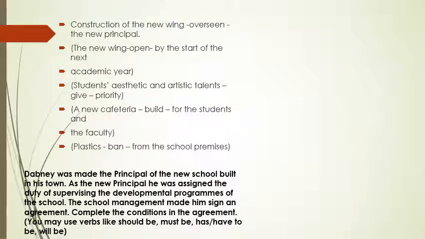Similar exercise. They have given you a set of clues and you have to write sentences in passive form using these clues. First one, construction of the new wing overseen the new principal. Next one, the new wing open by the start of the next academic year. Next one, students' aesthetic and artistic talents give priority. Next one, a new cafeteria built for the students and the faculty. Next one, plastics banned from the school premises. Now with the help of these clues, you have to write sentences in passive form.